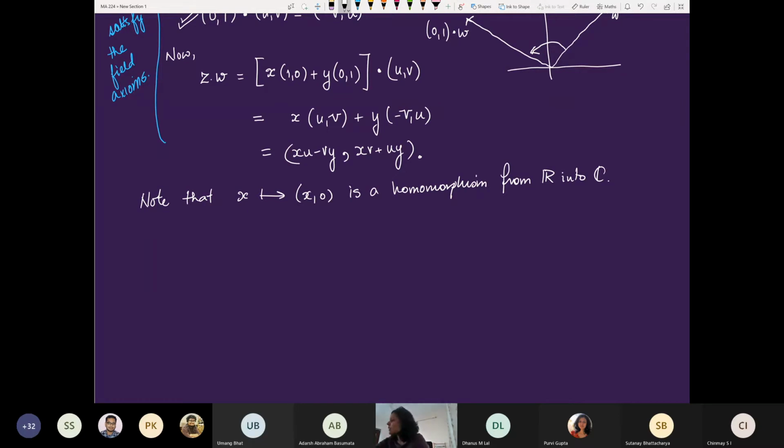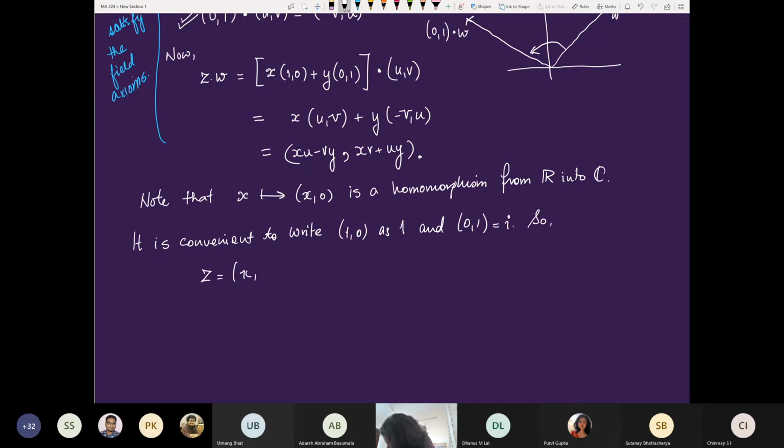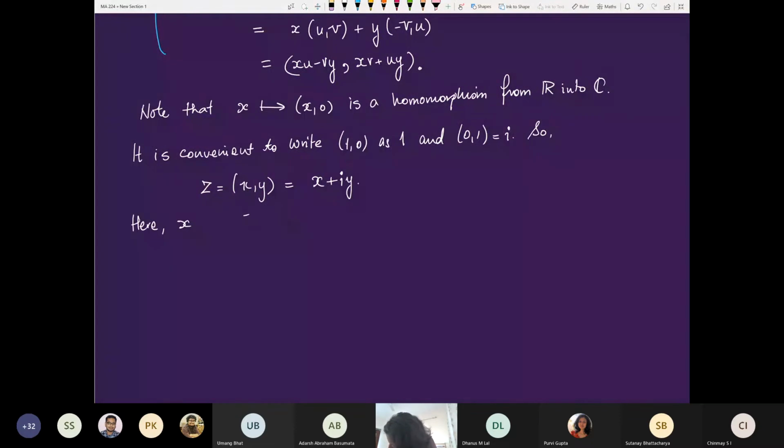All right. This notation gets tedious after a while, so we'll modify it a little bit, and we'll note that it is convenient to write the vector (1, 0) as 1 and the vector (0, 1) as i. So this z, which I was calling (x, y), really just becomes x plus iy, which is the notation that you might be familiar with for complex numbers. So here, just to put all the terminology, x is the real part.